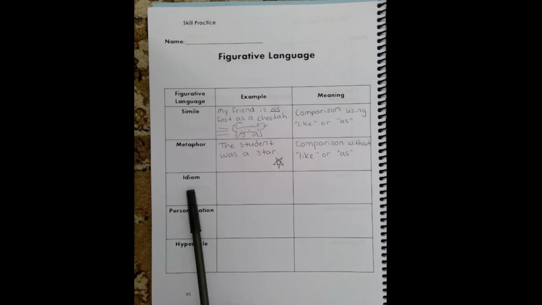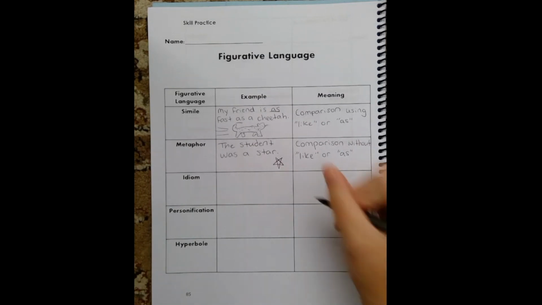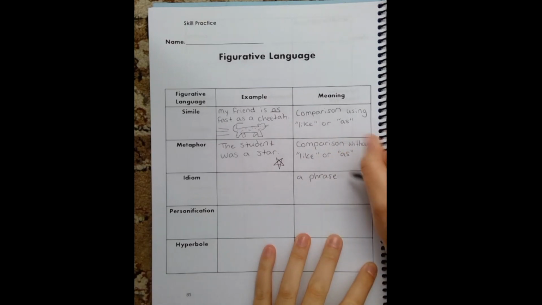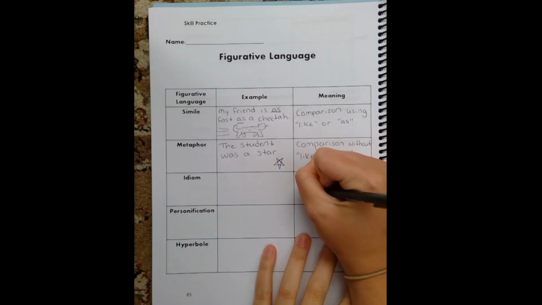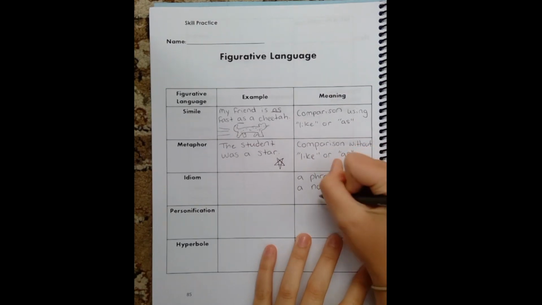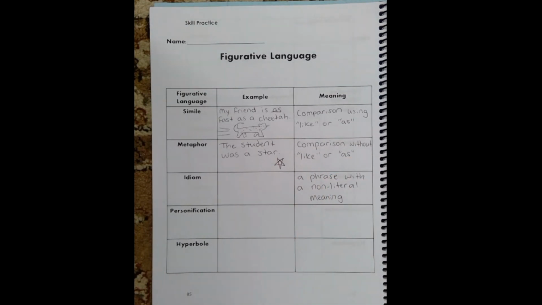For the next one, it's idiom. And idioms are a phrase with a non-literal meaning. So a phrase is just a group of words. So it's a group of words that doesn't mean whatever it's saying. It doesn't have the literal meaning. Instead, there's kind of that figurative meaning, that hidden meaning. And idioms are ones that you kind of just have to learn them. You have to know them. You get exposed to them in reading and different things, and you kind of start to learn what they mean.